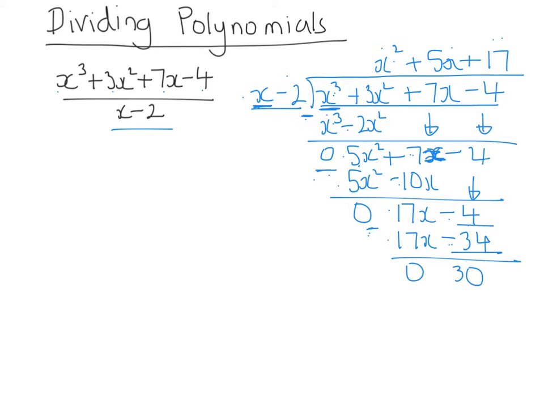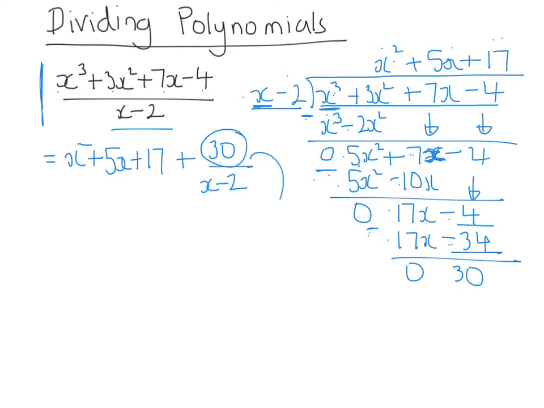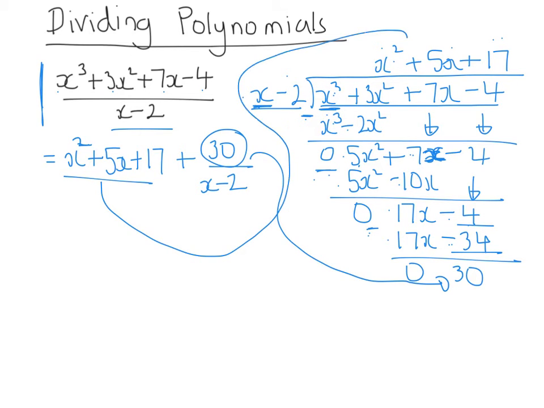So this expression here would be equal to x squared plus 5x plus 17 plus 30 over x minus 2. This part here is the remainder that was left on the bottom down here. And this part here, x squared, is up here on the top.